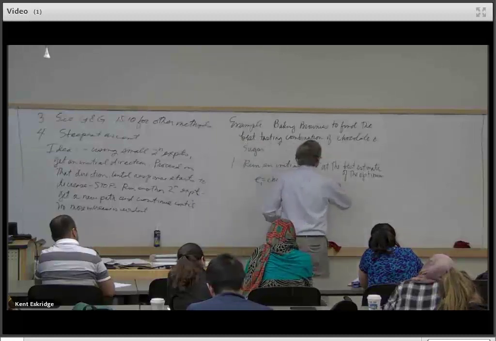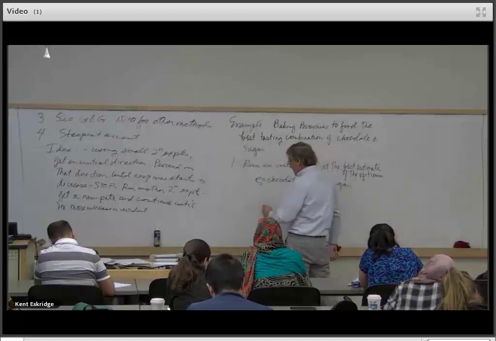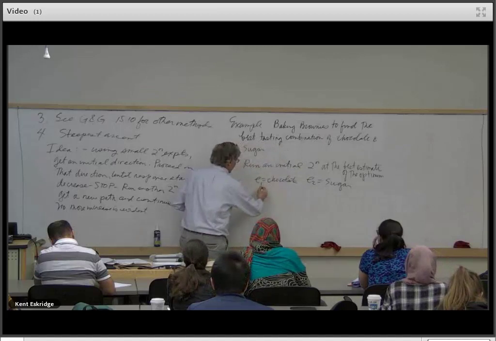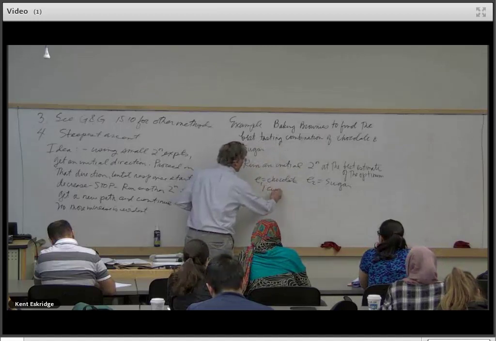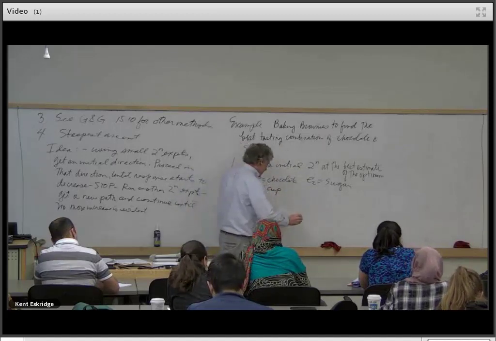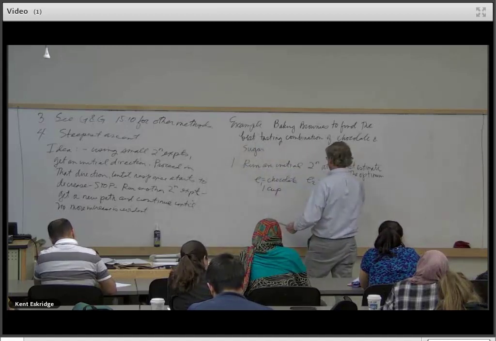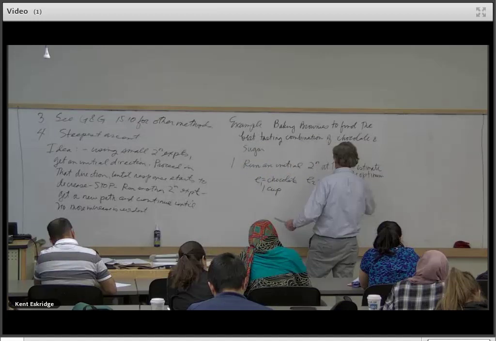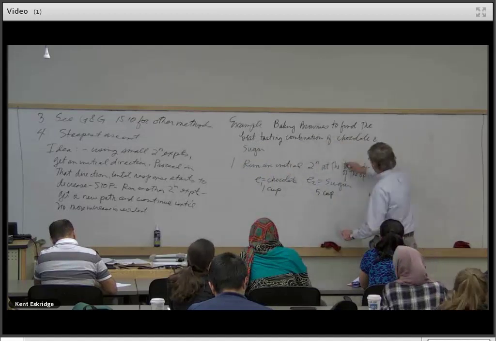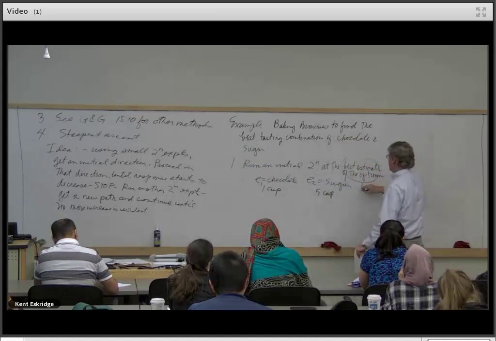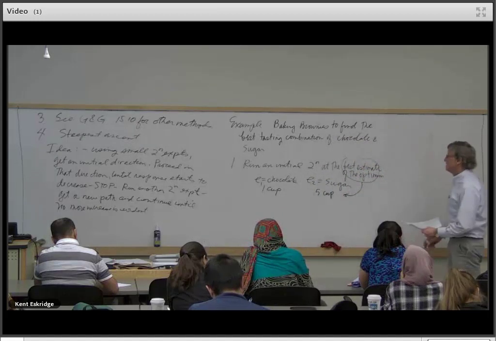And then this is going to be sugar. Now I'm going to start at the center. I'm going to say 1 cup. That's going to be the best. This will be the best recipe. I'm going to start at 1 cup of chocolate and 0.5 cups of sugar. This is our best estimate of the optimum. So that's it. We're going to start there.